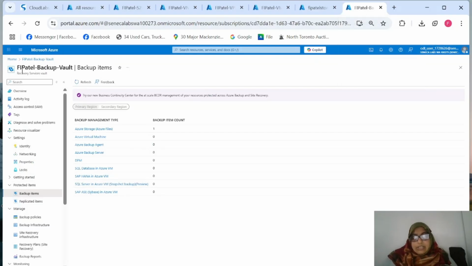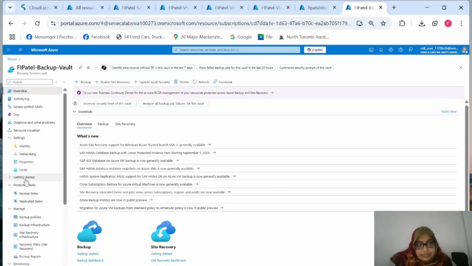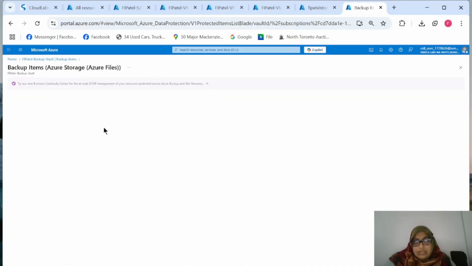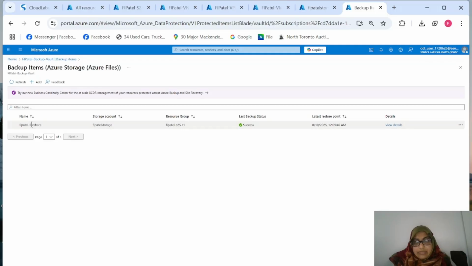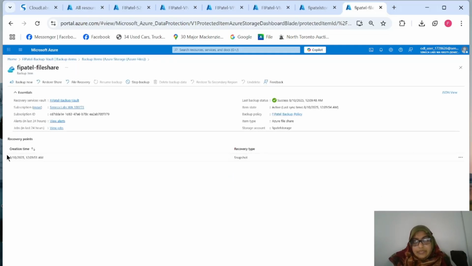Okay, and this is my backup vault. These are the backup items. Overview. You can see the backup vault and the backup items. This is the Azure storage. This is my file share. And this is the file that is recovered here. You can see.